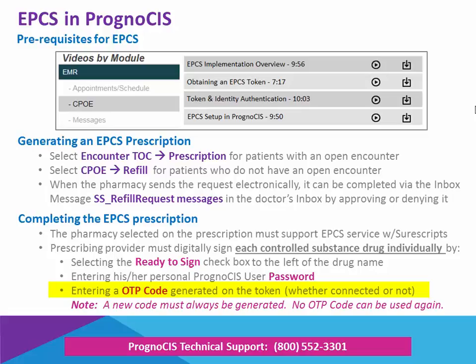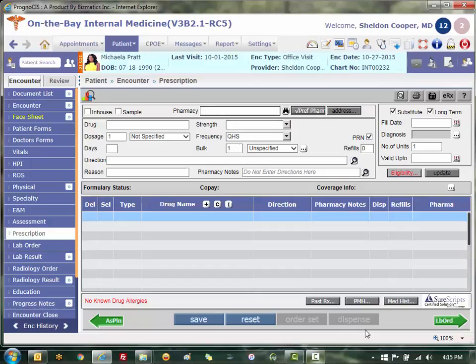Now, this code must be generated on the token, whether the token is connected or not. No code can ever be reused. So every time an EPCS prescription is being written, you will have to generate a new code on the token that is entered along with your password. So I'm going to take a look at a couple of examples now.